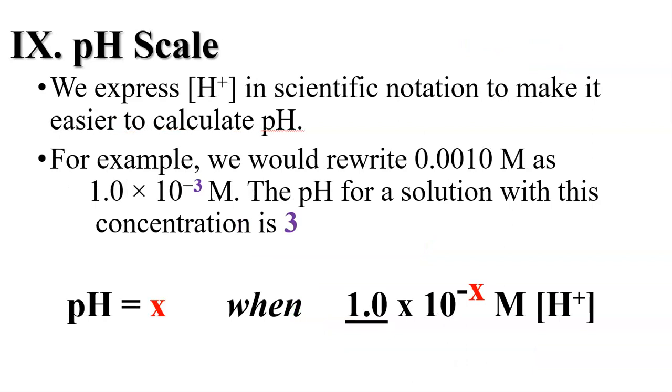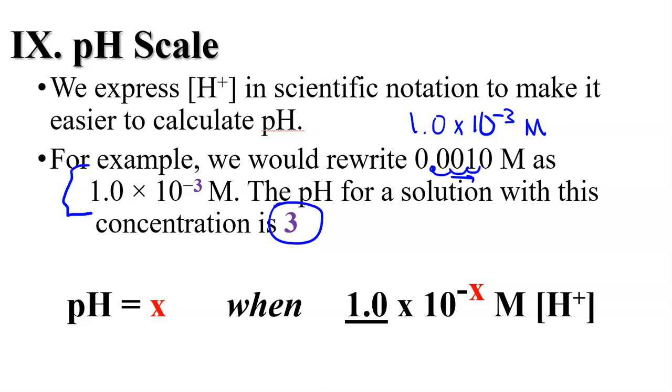Okay, we express H+ in scientific notation to make it easier to calculate pH. So for example, we're going to rewrite 0.001 M as 10 to the negative 3 molarity. Okay, if you don't know how we got this, all we did was we took our decimal, moved it this way 3 times, turned it into 1.0 times 10, and we would move 3 spots to the right, so it's negative 3 M. That's my scientific notation. All right, so my pH for this solution is going to be 3.